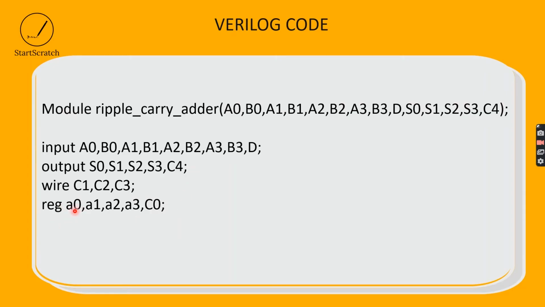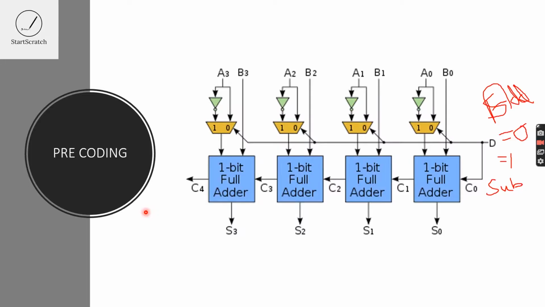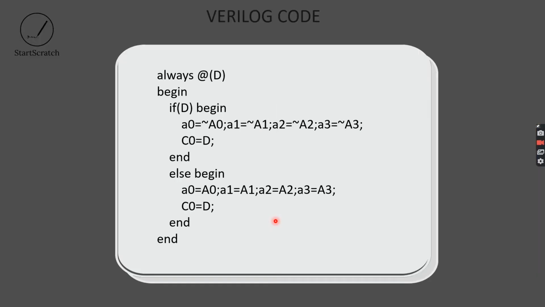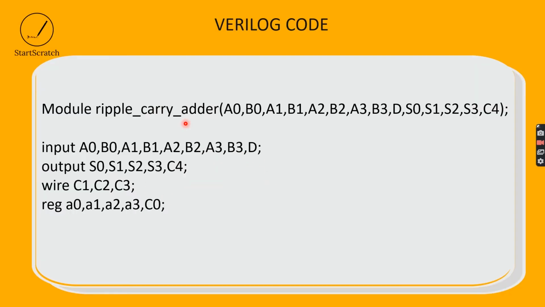And I didn't mention A0, A1, A2, A3 in the circuit diagram. They are the values here after the NOT gate. This is the value of A0, this is the value of A1, A2 and A3. You will be seeing in the next slide. Here it is. I declared them as register because they are being used here in the always block.